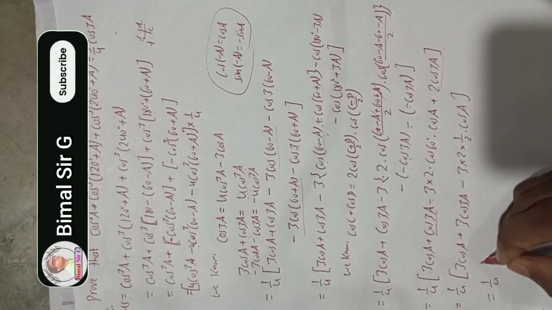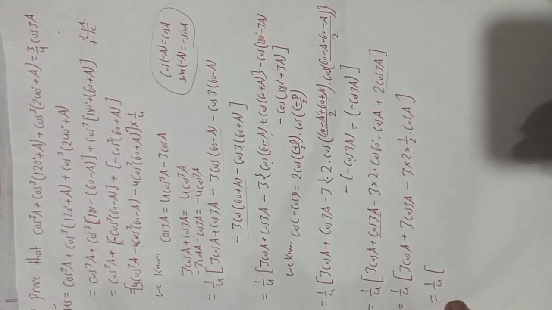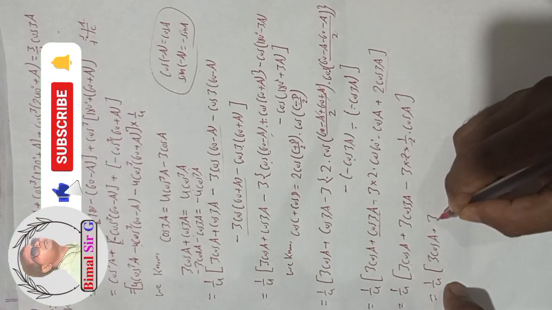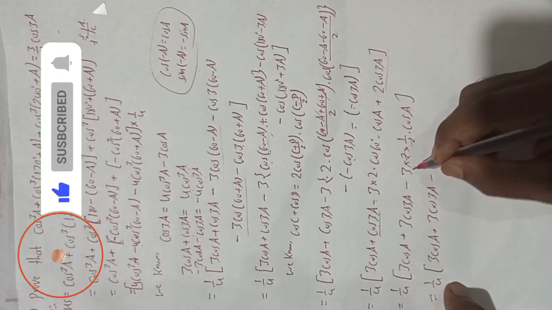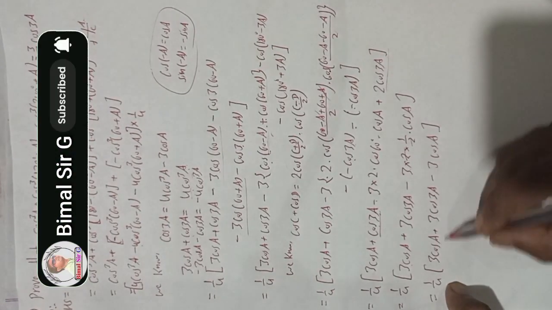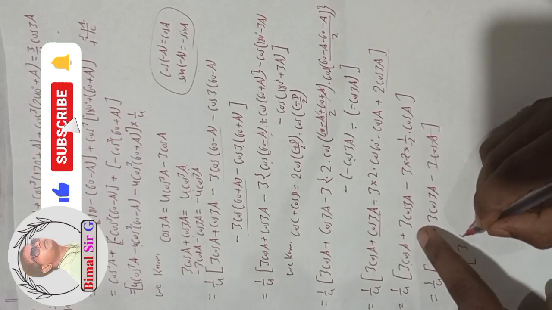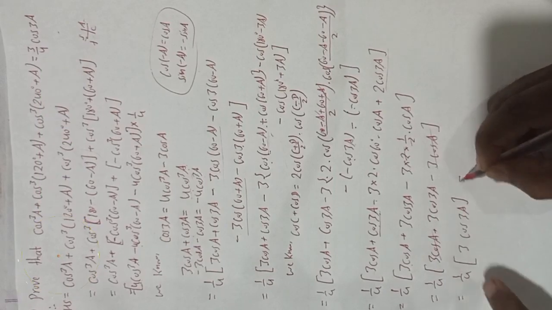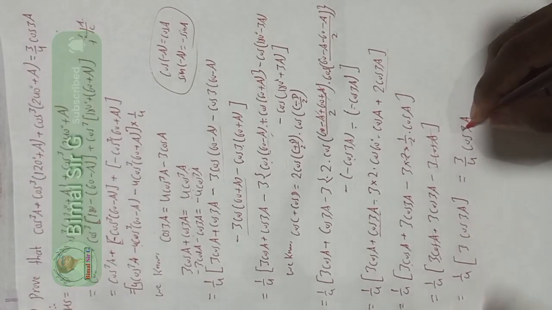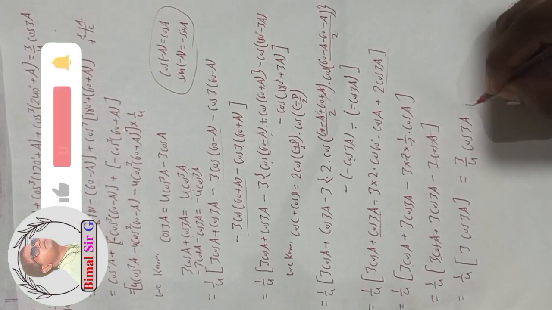So now here 1 by 4. Now 3 cos A plus 3 cos 3A minus 3 cos A, so this and this cancel. What we got here is 1 by 4 in bracket 3 cos 3A. So multiplying 3 into 1, this is 3 by 4 and then cos 3A. So this is our required solution. We can see here 3 by 4 cos 3A, this is proved.